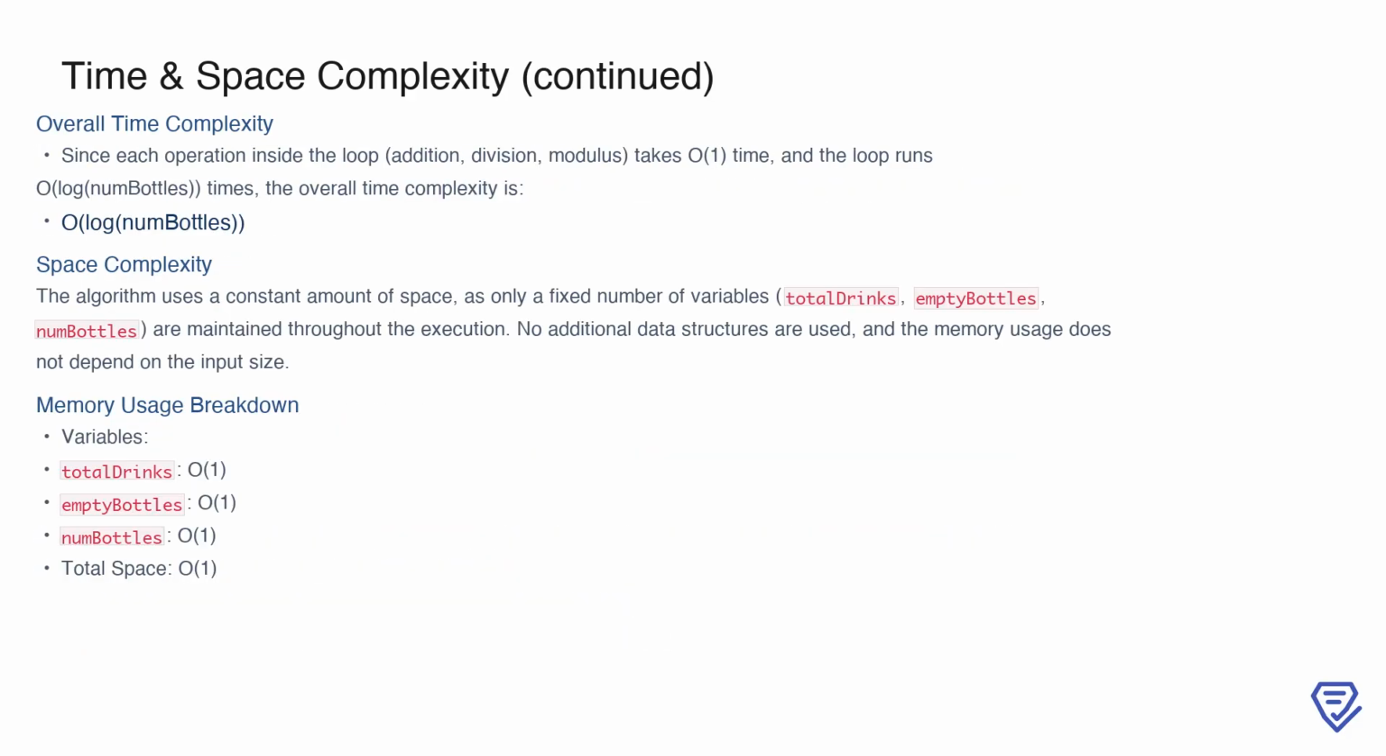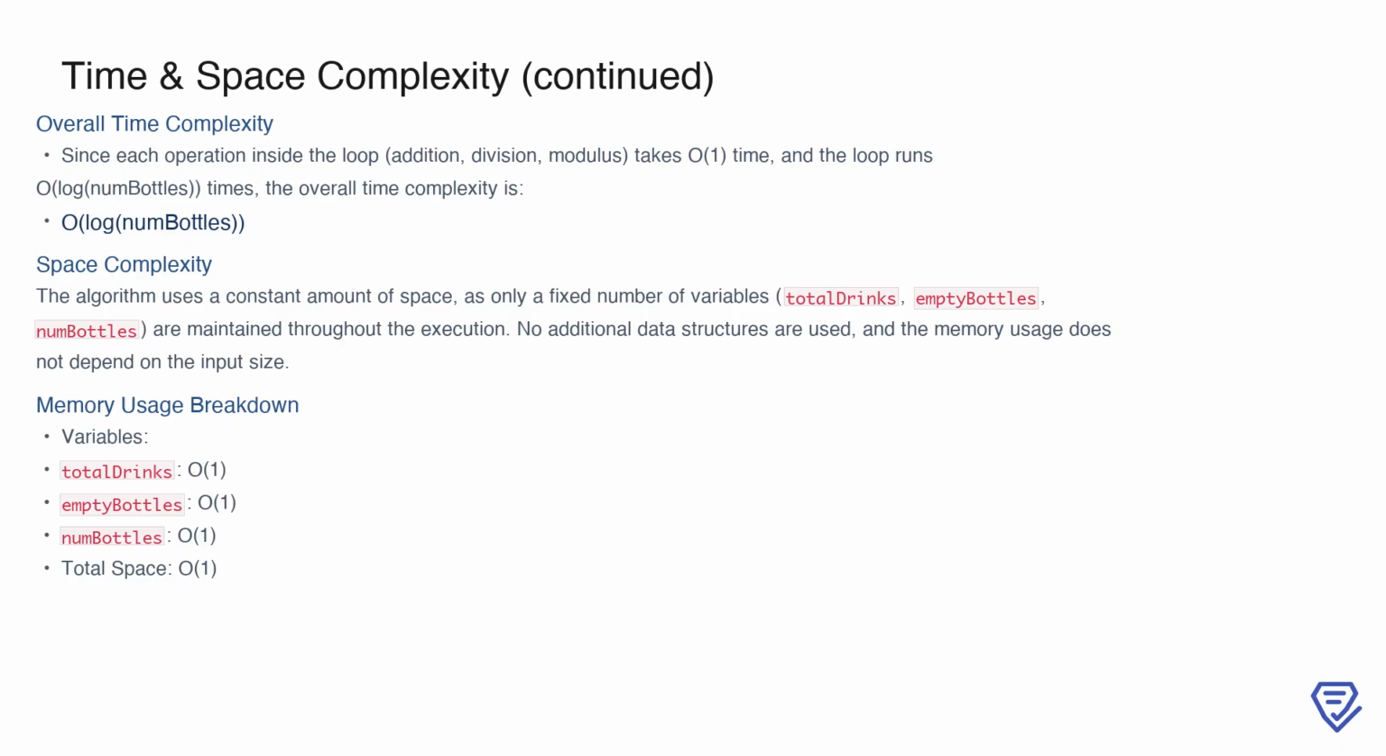Now looking at the overall time complexity, since the operations inside the loop, such as addition, division, and modulus each take constant time, or O(1), and the loop itself runs O(log numBottles) times, the cumulative time complexity remains O(log numBottles). Shifting to space complexity, the algorithm maintains only a fixed number of variables throughout its execution.